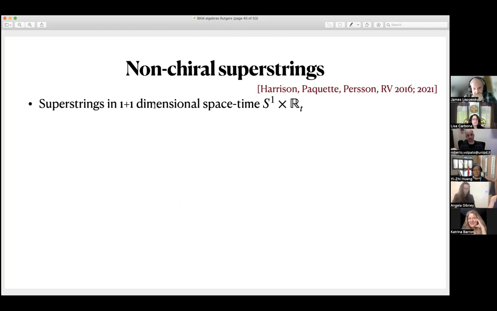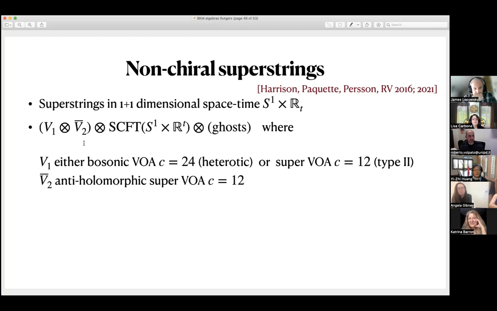What we will do is build some superstring models that, at the end of the day, describe a string moving in a two-dimensional spacetime where the space is along a circle, and then you have a time direction. So what changes is, instead of taking a vertex algebra, which is purely holomorphic, a holomorphic CFT, you take a non-holomorphic CFT, something which has both holomorphic and anti-holomorphic sides.